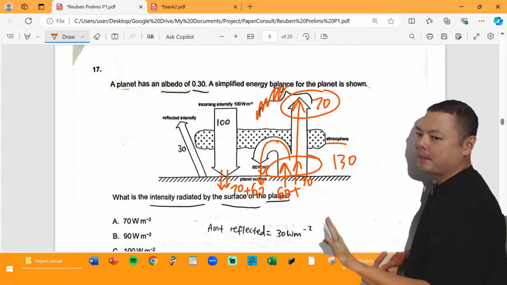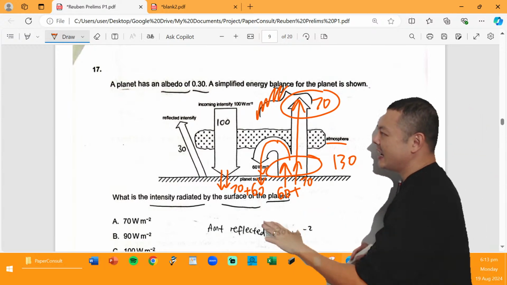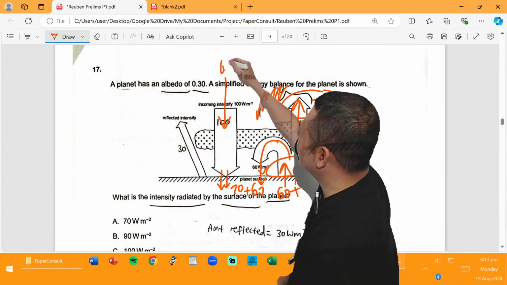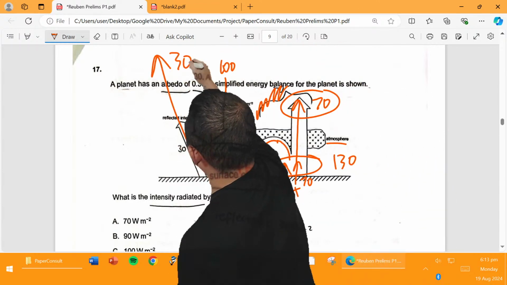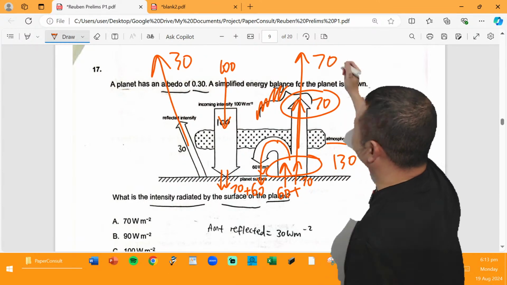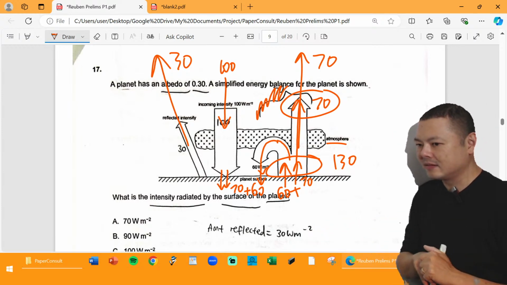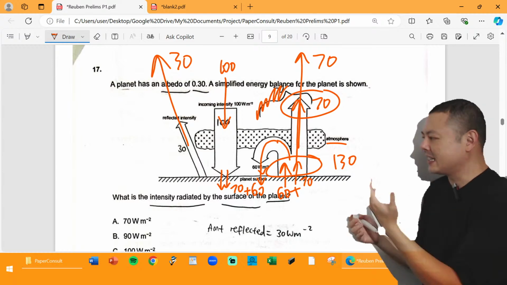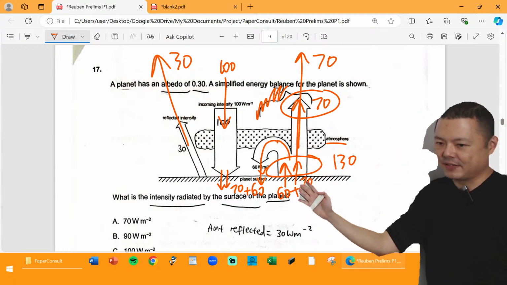But let's do some energy accounting. At the end of the day, how much comes in? 100. How much goes out into space? 30 plus 70, which is 100. Still the same, still balanced, right? It's just that right on the surface you have to include the atmospheric greenhouse gas effect.